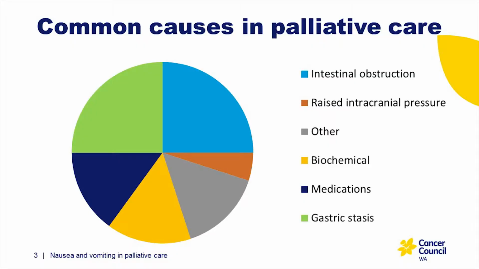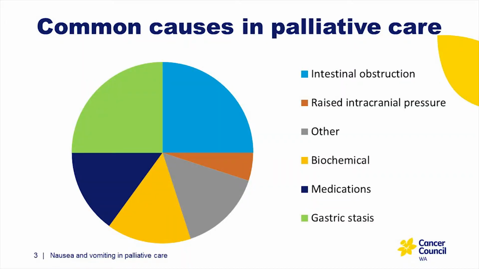I find this diagram quite useful. It's quite old, produced by Twycross in the 1980s, but it gives an indication of what the common modalities of nausea and vomiting are in people with palliative care needs. If you look at the top half of that pie graph, both of those causes are gastrointestinal slowing of the gut. So about half the nausea and vomiting within people with palliative care needs is induced because their gut is working much slower than a normal person's might be.